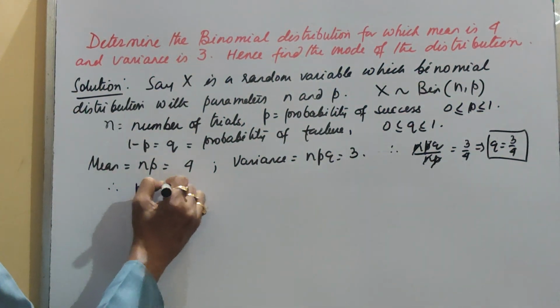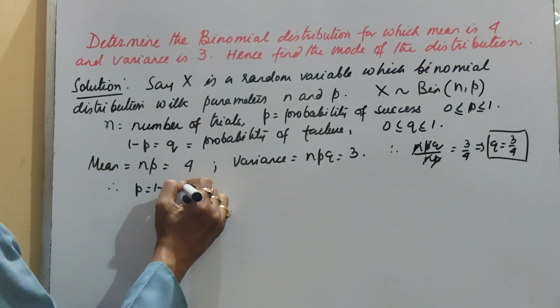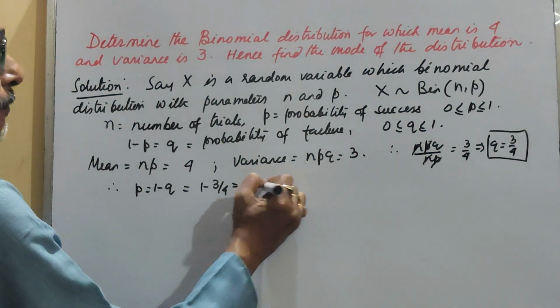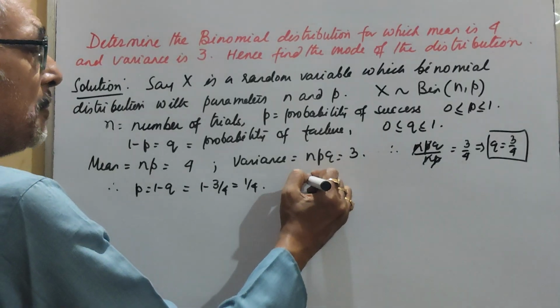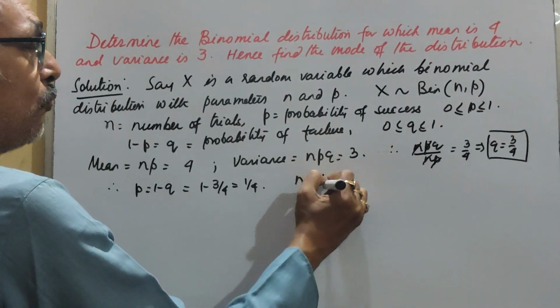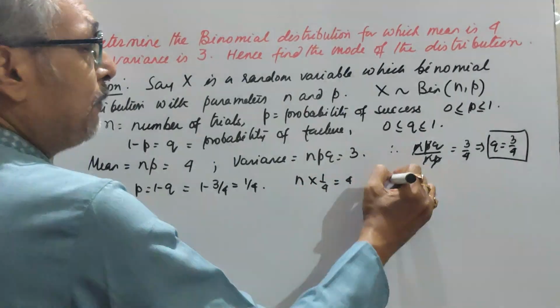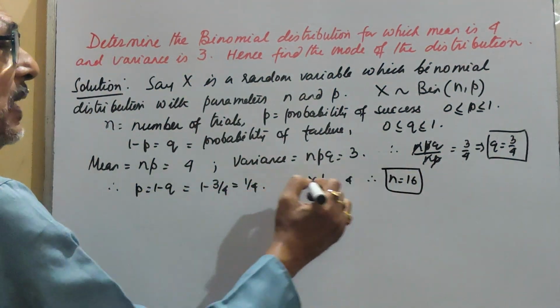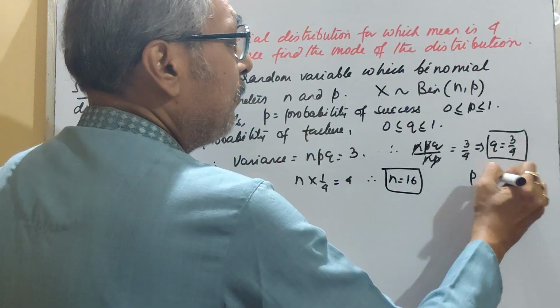Therefore, p equals 1 minus q, which equals 1 minus 3 by 4, that is 1 by 4, and np, that is n into 1 by 4, equals 4. Therefore, n equals 16 and p equals 1 by 4.